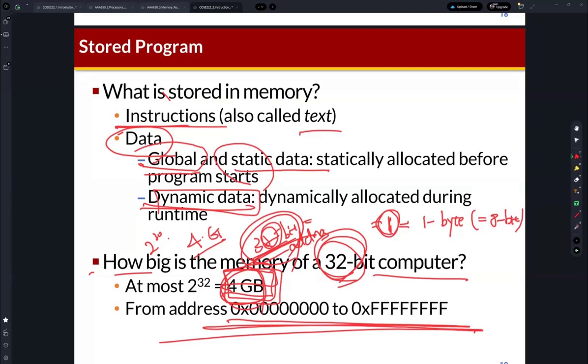Okay, so you can understand, it's also important because the hardware accesses the memory using the address, and most computers use byte address. So address 1 is mapped to 1 byte of memory space.